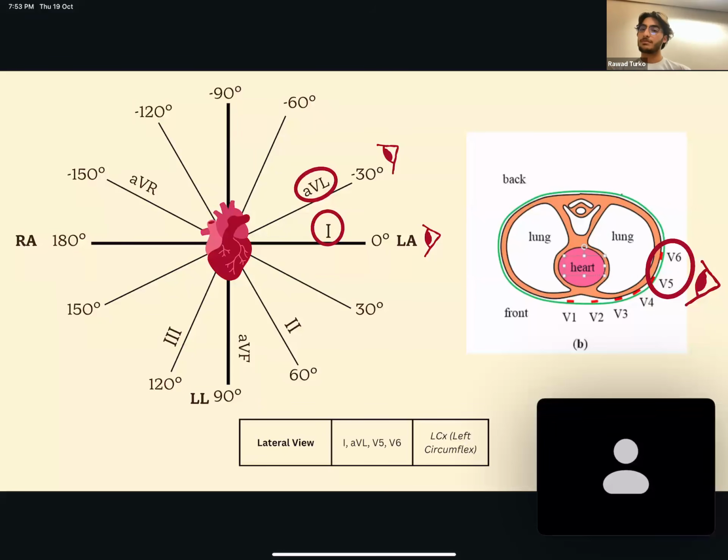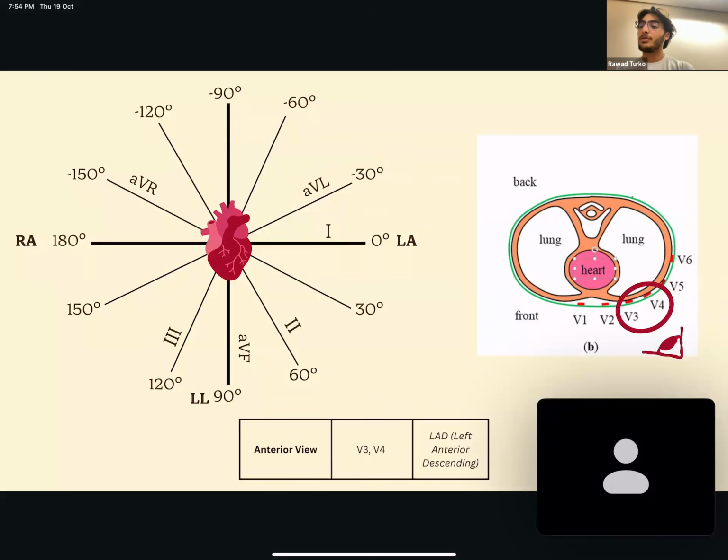Does that make sense? Yes. Okay, perfect. And again, it says LCX on your slides, and that's the left circumflex artery. Okay, and for the anterior view, we're looking at V3 and V4.